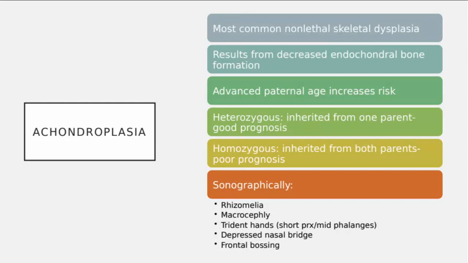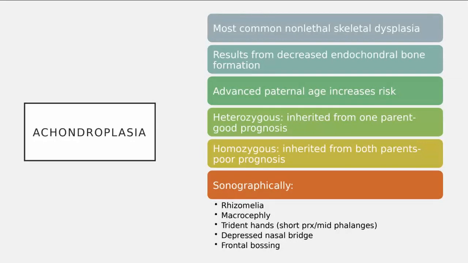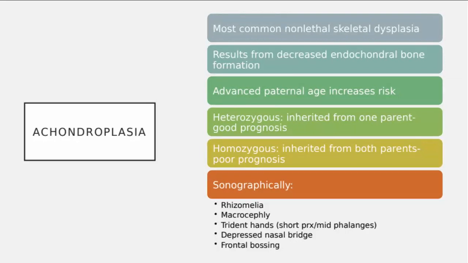An absent nasal bone is going to be indicative of trisomy 21 and other trisomies or chromosomal abnormalities. Although this is a genetic condition, this is not going to represent an absent nasal bone. A depressed nasal bridge means we're not going to see it protrude as much as we normally see that nose protrude on a baby. And frontal bossing is going to make that depressed nasal bridge look even more prominent.